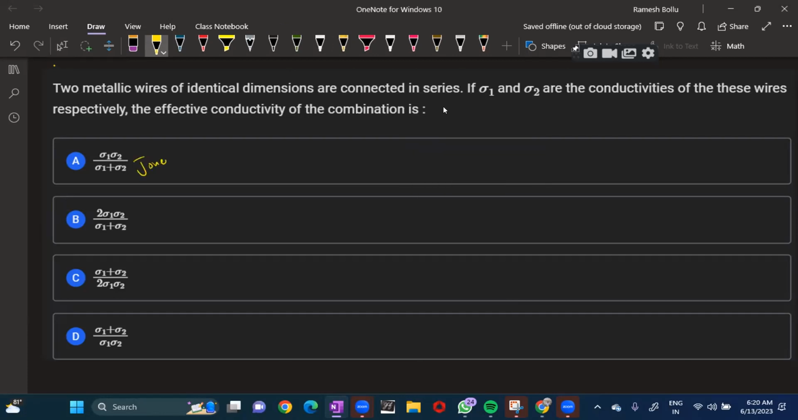Jones, and who is this? Dinesh also. Rishi, sir. Rishi also.